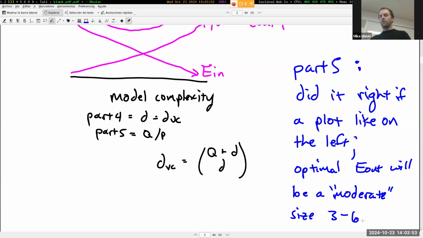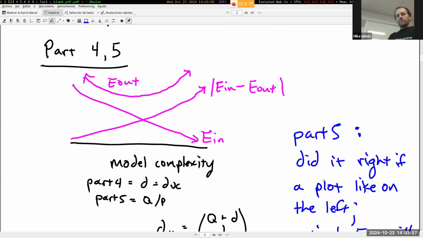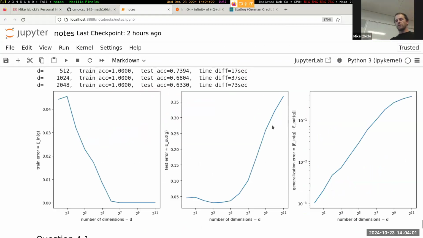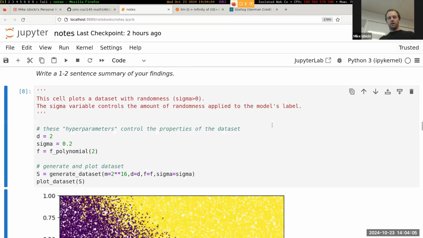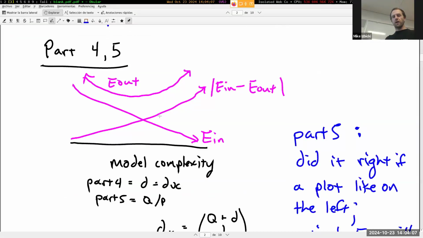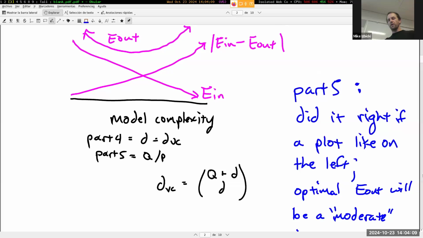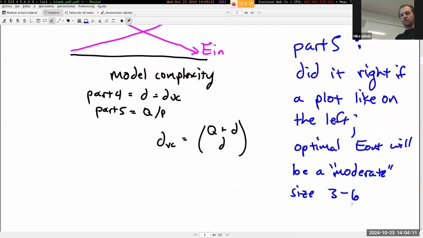Exact values could be different for different people because all these data sets are generated randomly, and your computer might generate different random numbers than other people's, but everybody should get a plot that looks something like this with your optimal values somewhere between 3 and 6, something like that.